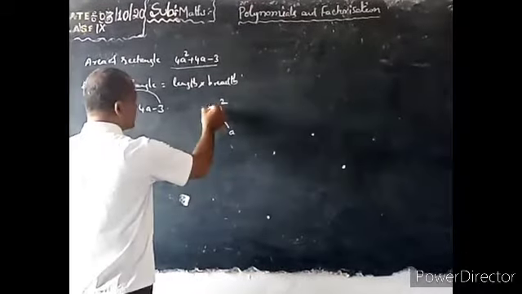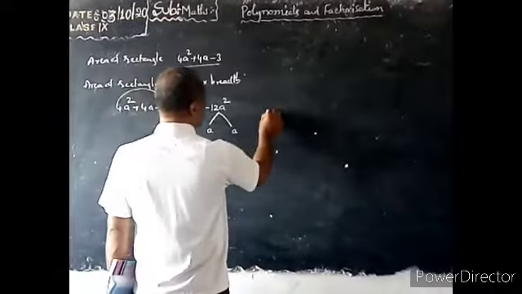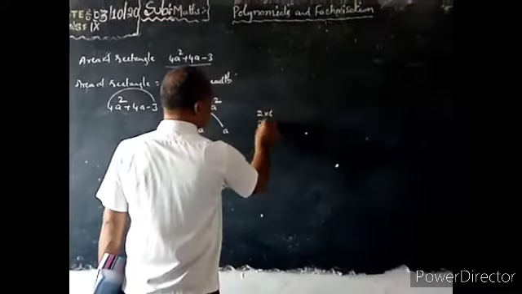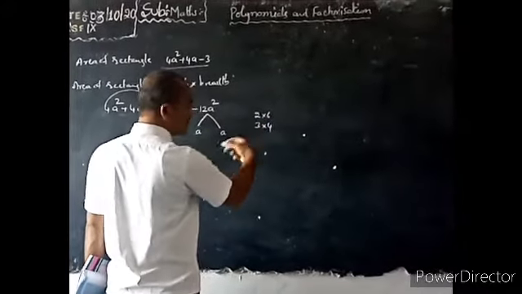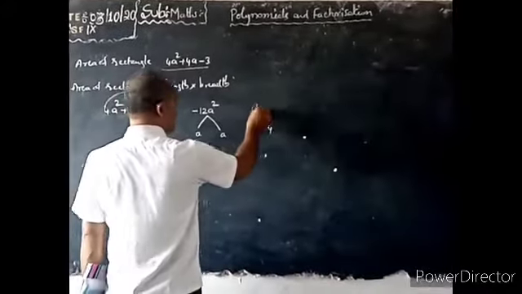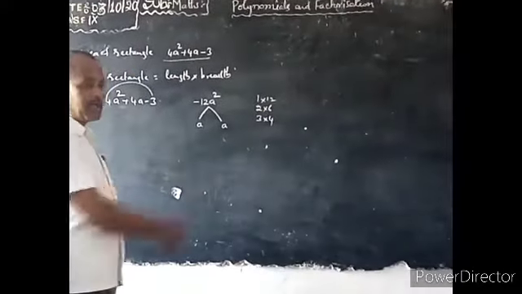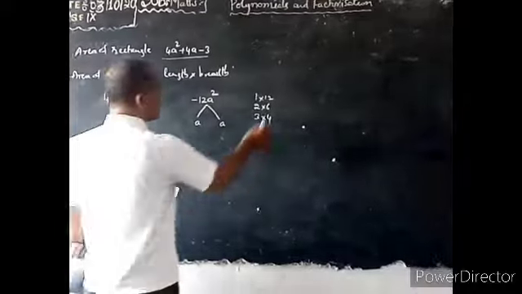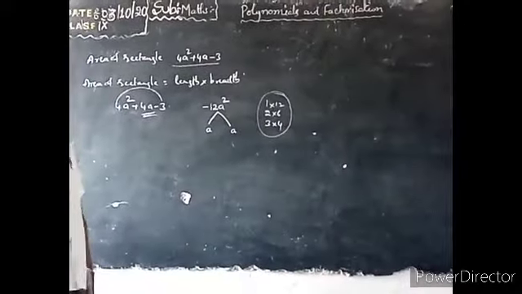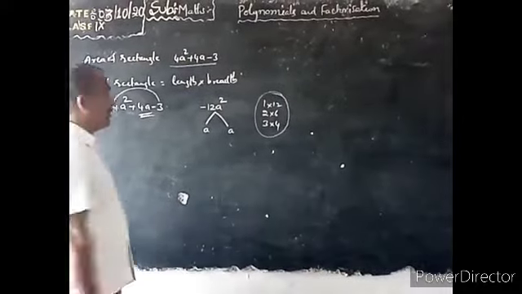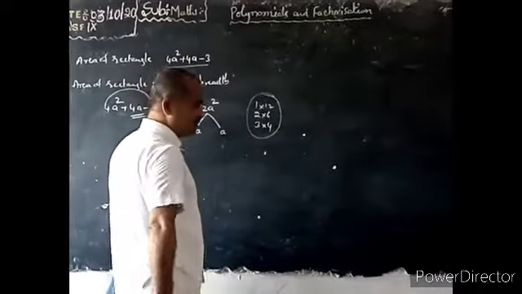Now write the factors for 12. What are the factors of 12? 2 into 6, 3 into 4. Next, any more? Again 6 into 2, 4 into 3 only. Otherwise, 1 into 12, 12 into 1. These are the possibilities. In this, which numbers should you take to get 4a? What is the choice? Is 1 into 12 suitable, or 2 into 6, or 3 into 4?